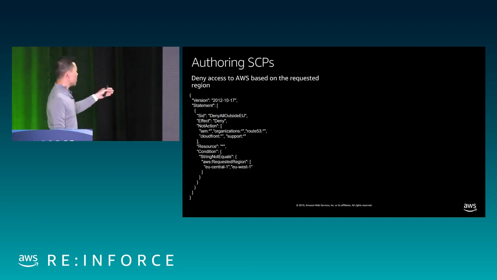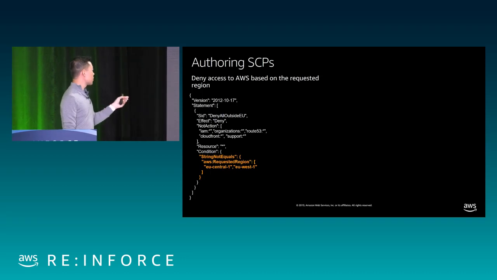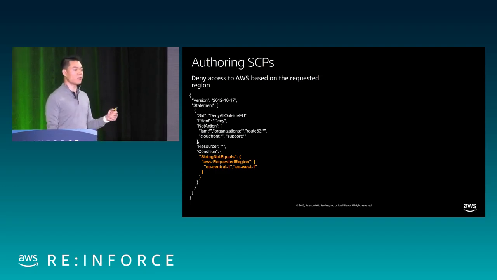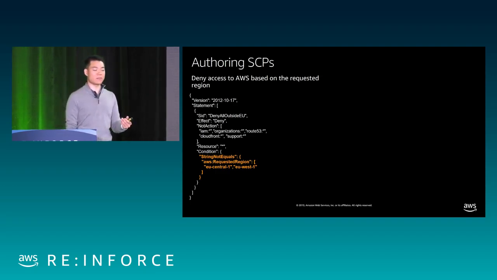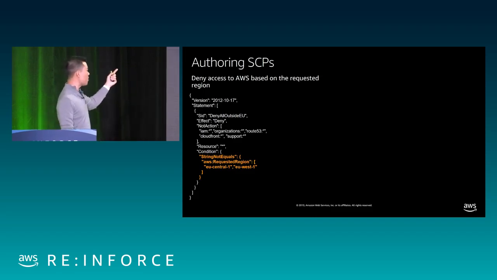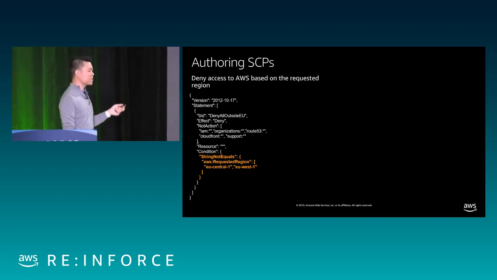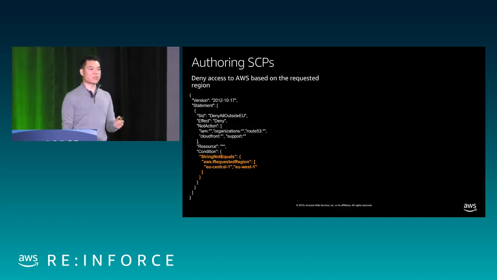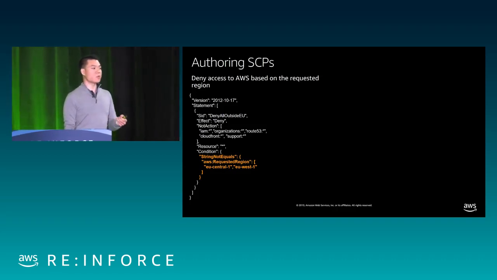The important part about this policy is that I've written deny star if string not equals the requested region of EU Central 1 and EU West 1. So now when I try to launch anything outside of those two regions, I will automatically get denied. An important thing to note is I also have a not action here with a couple of services listed, including IAM, organizations, Route 53, CloudFront, and support. These services are what we consider global services and are based out of US East 1.